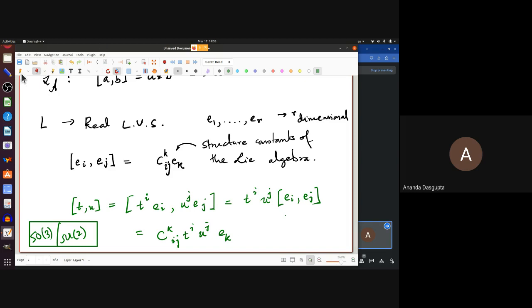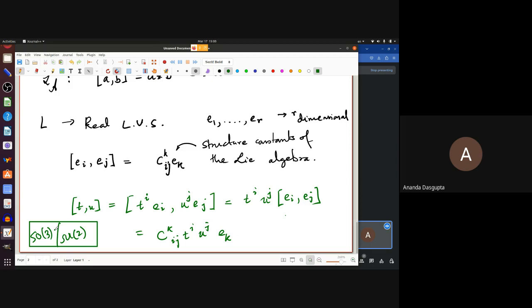But the important question is, when I try to reconstruct, which group do I get? Do I get SU2 or do I get SO3? I can't get both, right? Reconstruction will give you only one group. And the answer to that is, what I will get is the one group which is simply connected.